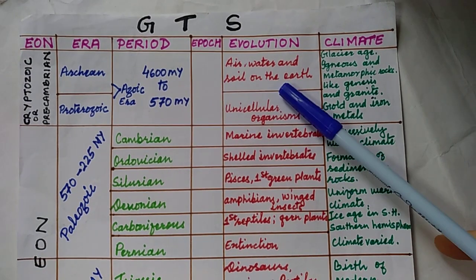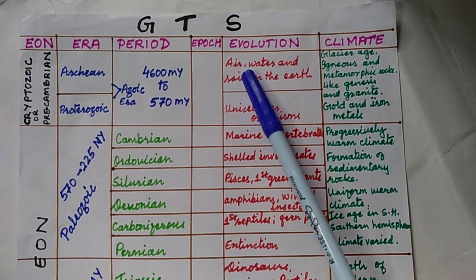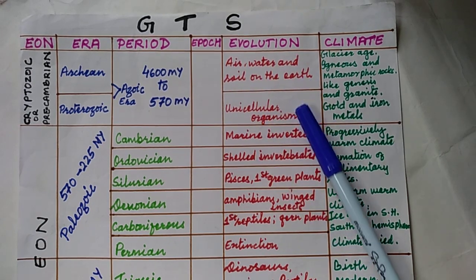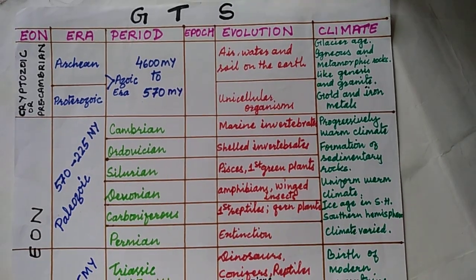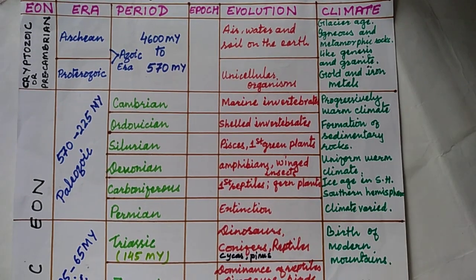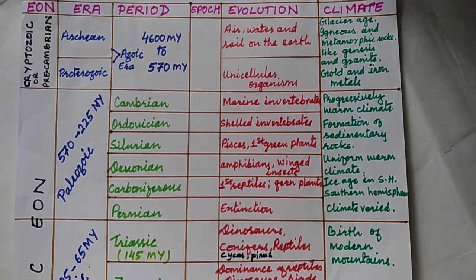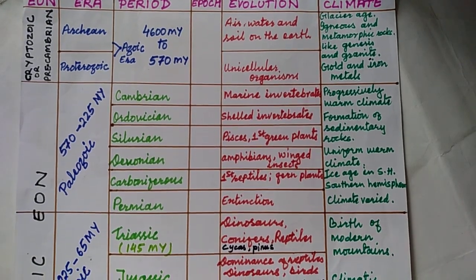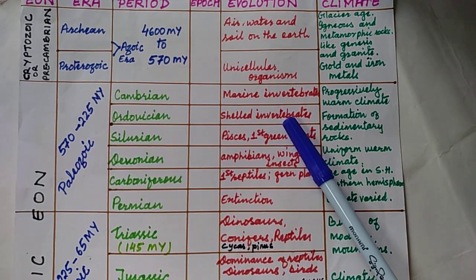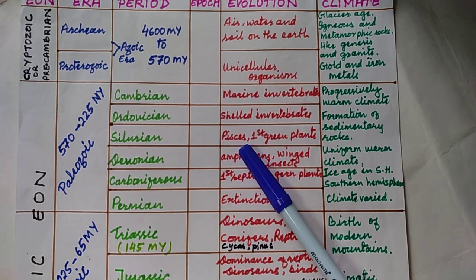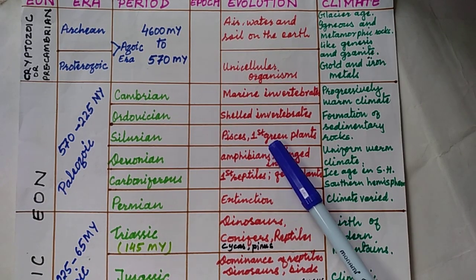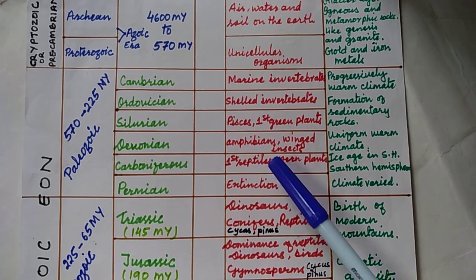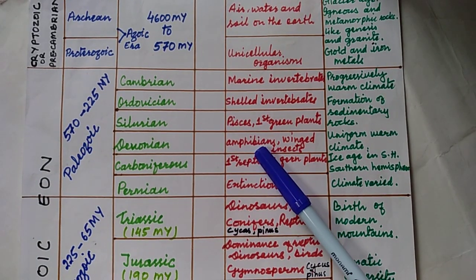Right, so in the beginning, air, water and soil on the earth. Then after, unicellular organisms appeared on the earth. Then multicellular organisms, marine invertebrates. Life in water, shelled invertebrates. After that, Pisces appeared. Pisces means fish, and the first green plants could be seen on the earth's surface. After that, amphibians came on the earth.